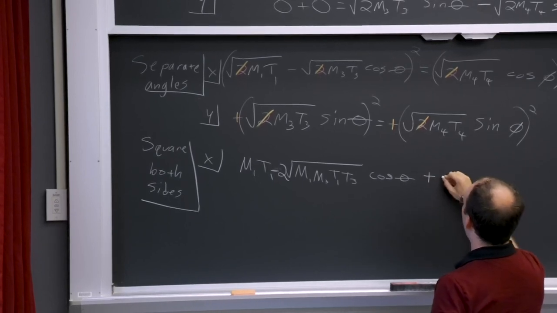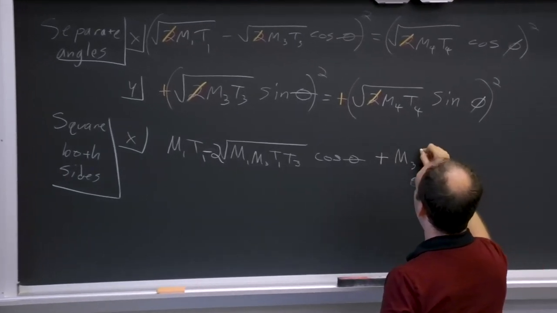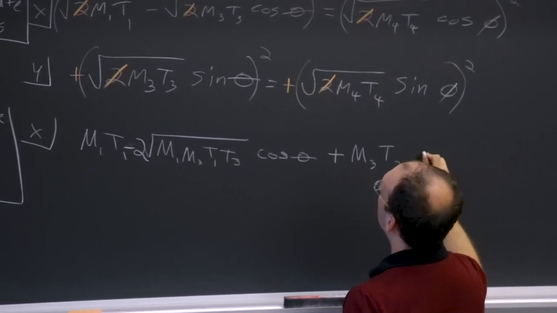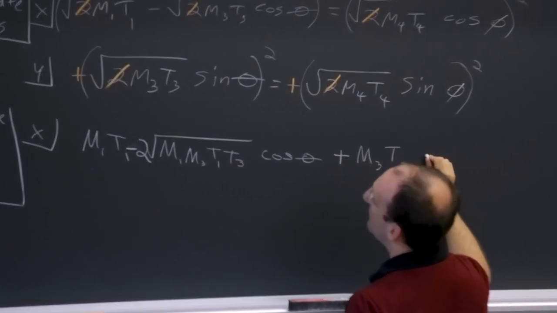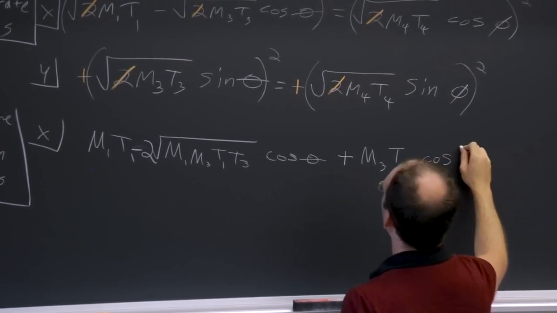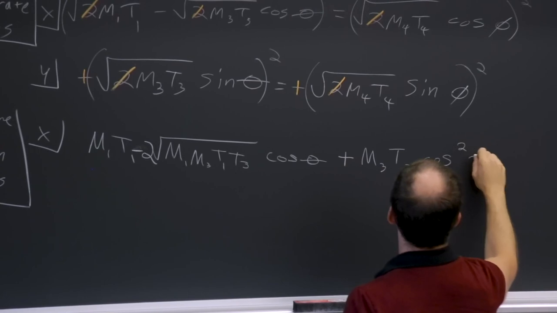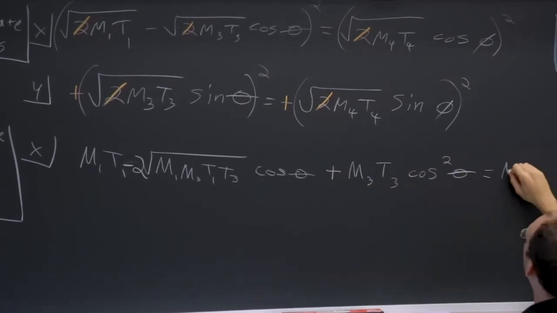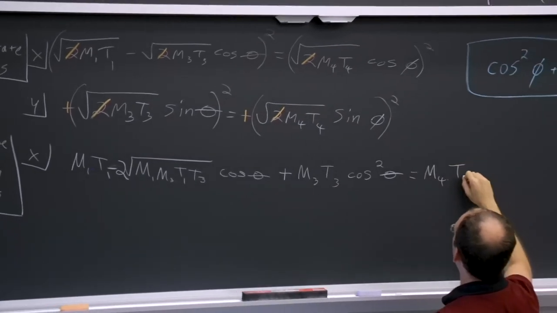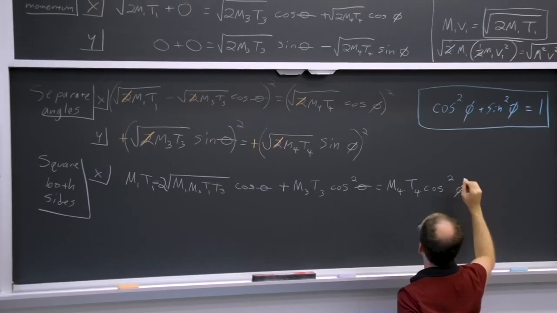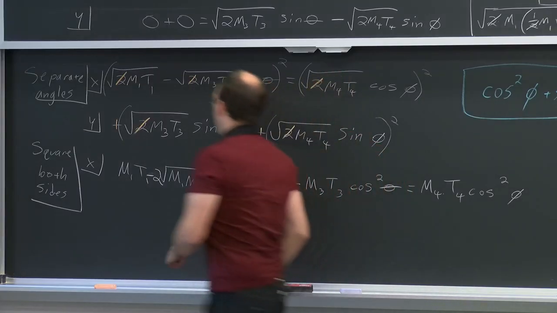So we'll have m3 t3 cosine squared of theta equals, this one's easier, m4 t4 cosine squared of phi.